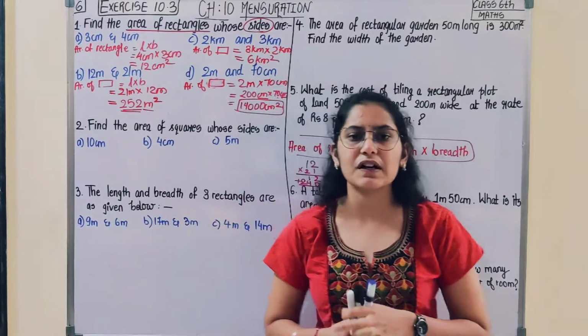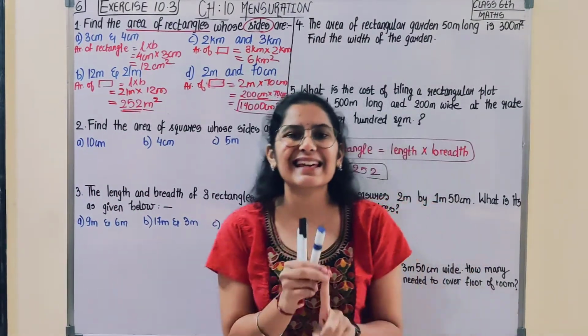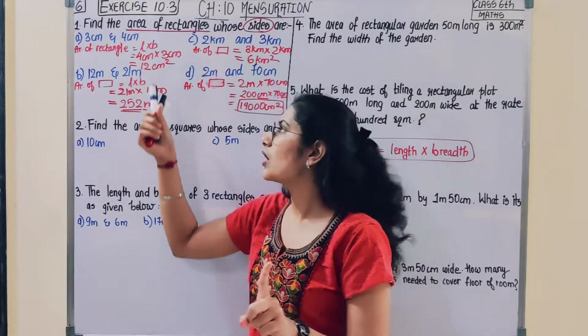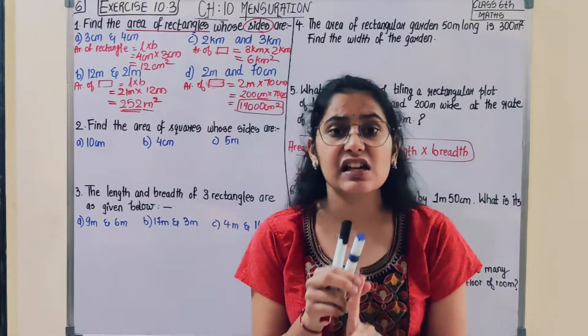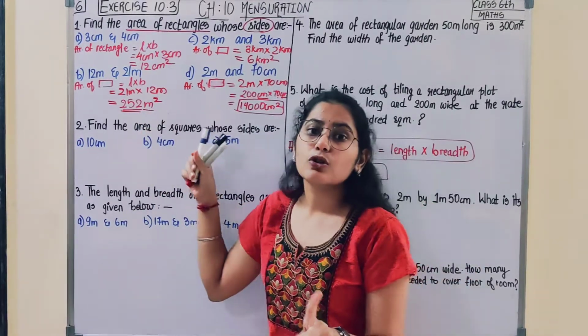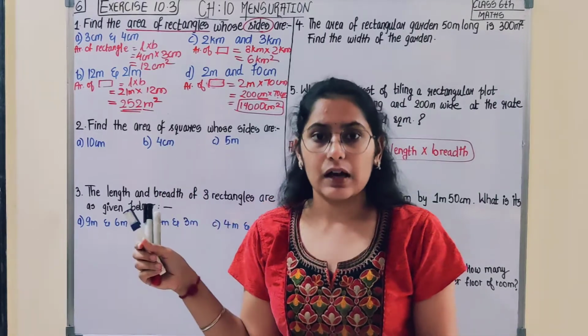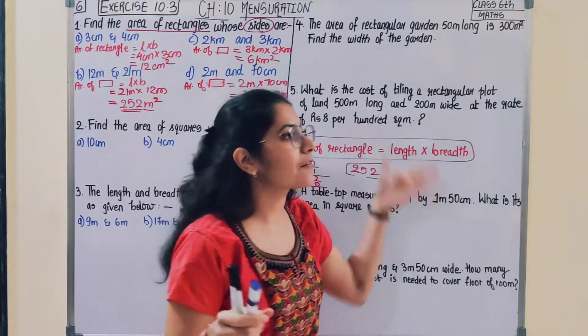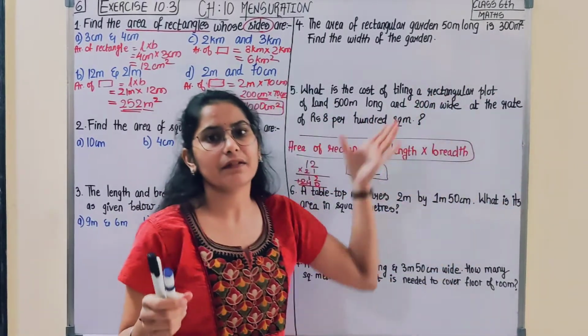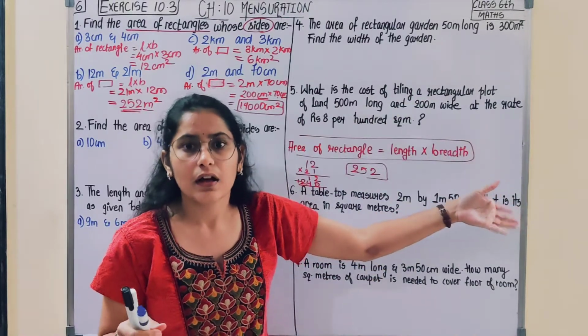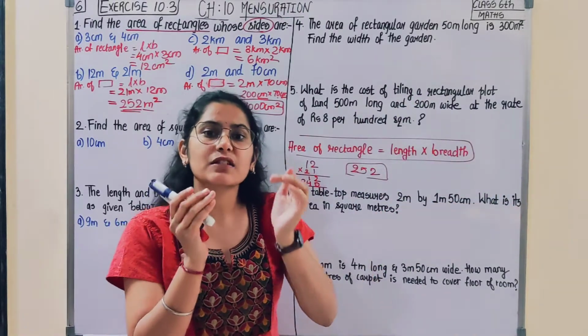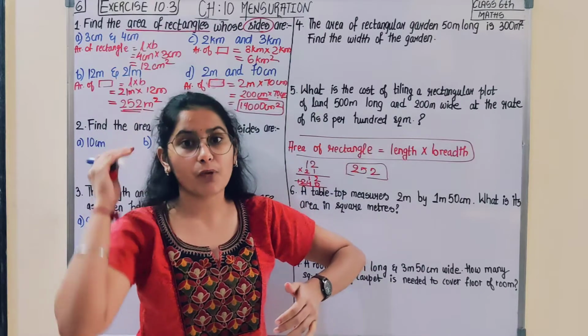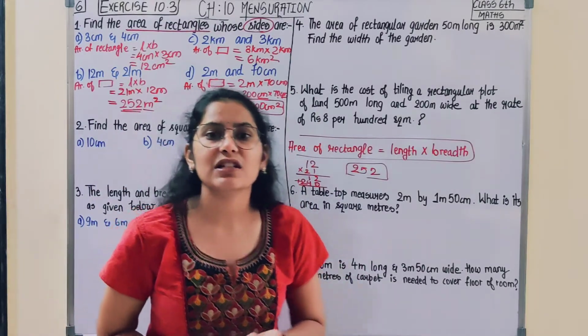So the first key point for solving these kinds of questions is that you would be remembering the formula. The more times you write area of rectangle is equal to length into breadth, the more this information would be reaching your subconscious mind. Now what is subconscious mind?